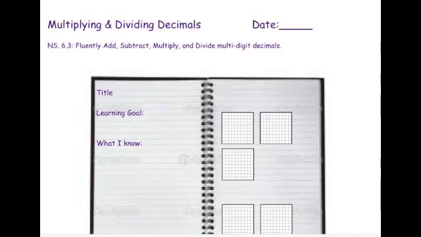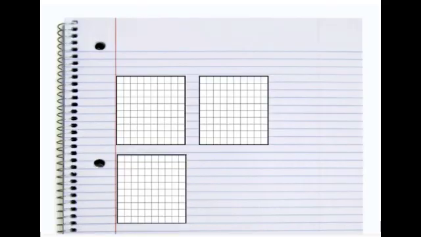Today's lesson is on multiplying and dividing decimals, and our standard is still to fluently add, subtract, multiply, and divide multi-digit decimals. Today we're going to look at not only the algorithm, or the mathematical process, for working with decimals, we're also going to look at a couple of pictures to help us out. So you may want to have some colored pencils or markers with you while we're doing these problems.